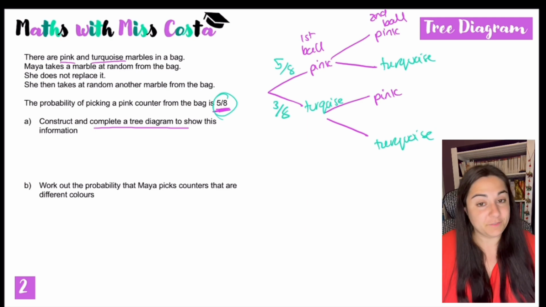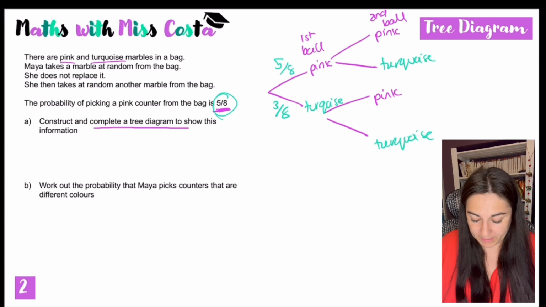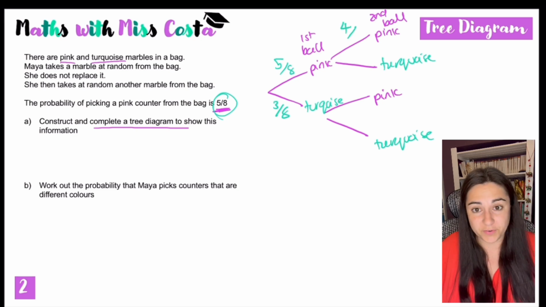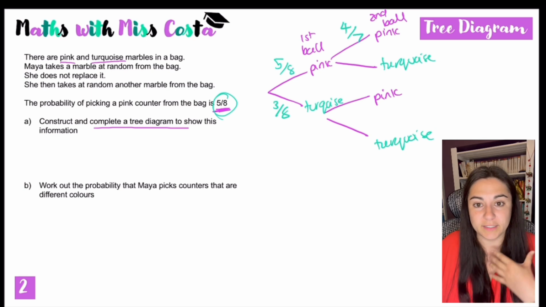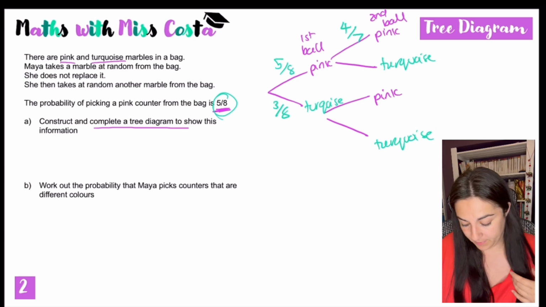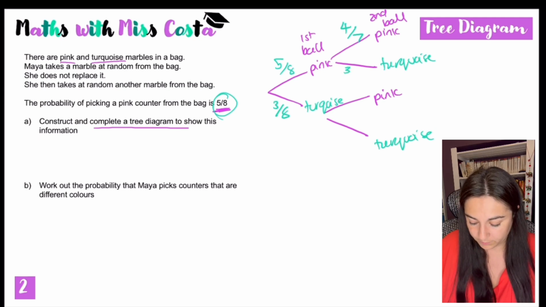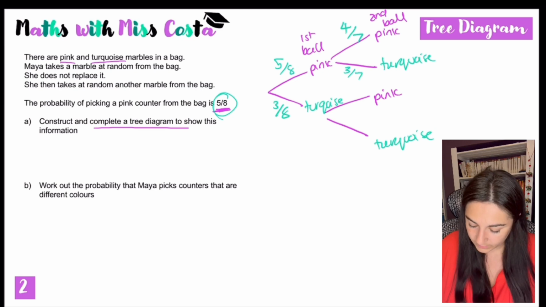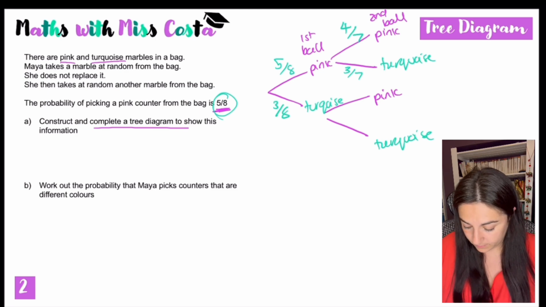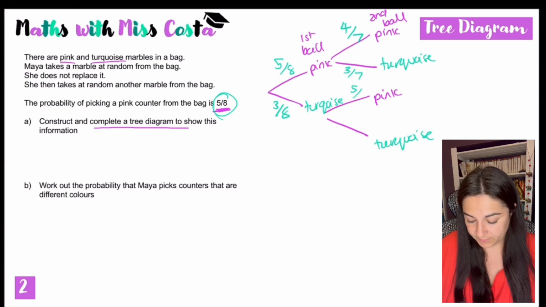Now, if I've taken out a pink ball, then that must mean that there are 4 pink balls left out of a total of 7, because I've removed a ball. So there are only 7 marbles left in the bag. Now, if I took a pink ball and then took a turquoise ball, there'd still be 3 turquoise balls out of a total of 7. So let's do the same for the lower branch. So if I've taken a turquoise ball out, there are still going to be 5 pink marbles in there out of a total of 7, because you've taken the turquoise out. And by the same token, there would be 2 turquoise out of a total of 7 left if you'd already gone along this route and taken the turquoise ball.